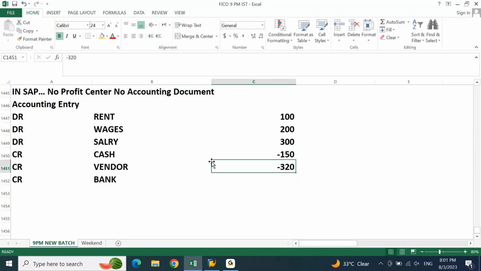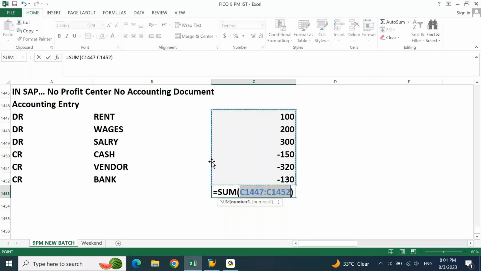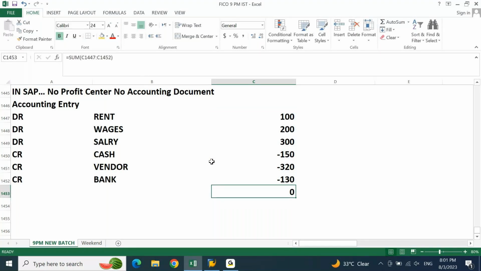470, then I'll put 130. 600, 600. Now if I look at this, overall this is becoming 0. If I look at this document, overall this is becoming 0.